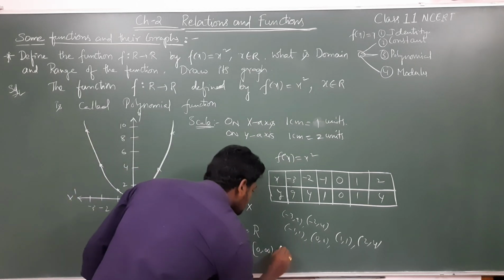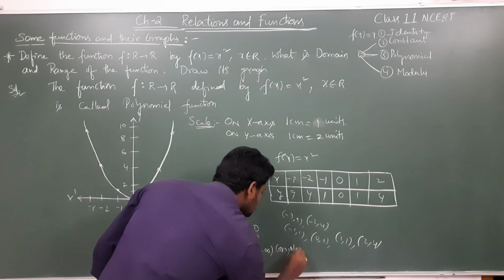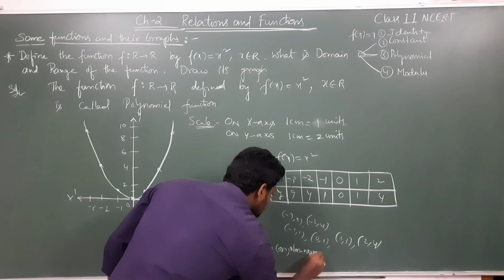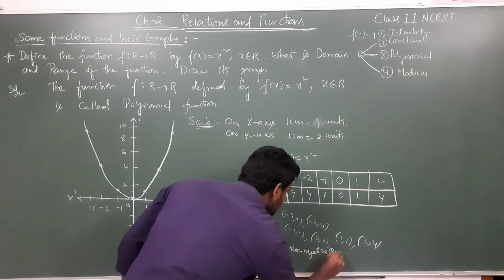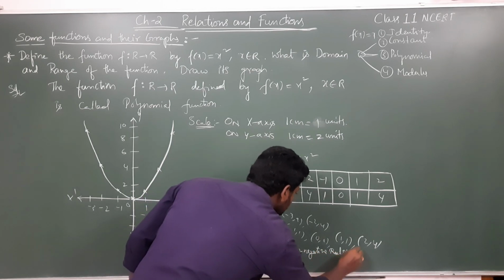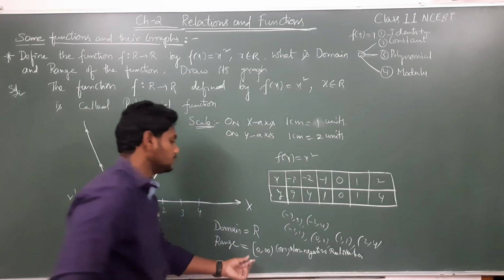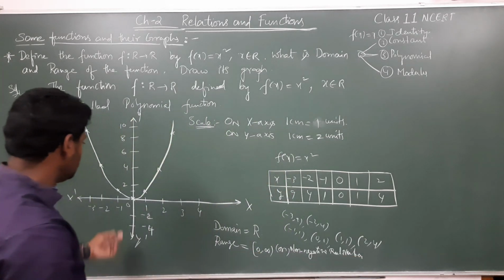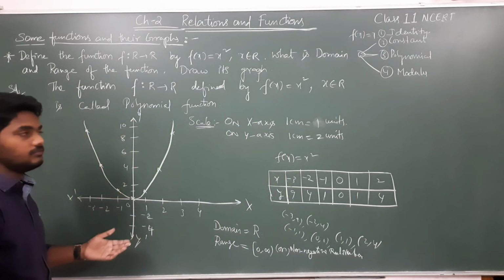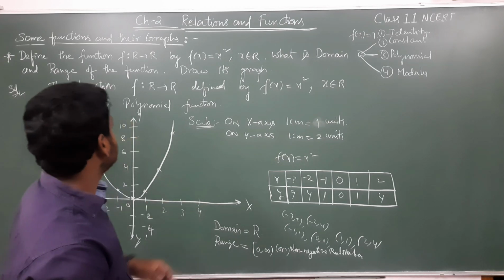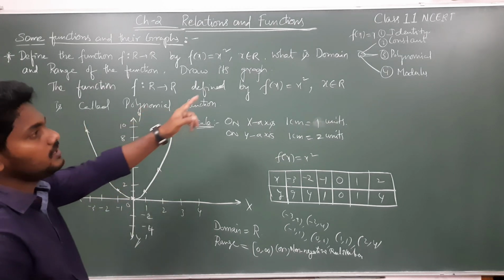Or you can write non-negative real numbers. Non-negative real numbers, or simply [0, infinity). Right? So pause the video and note it down. This is about a polynomial function.